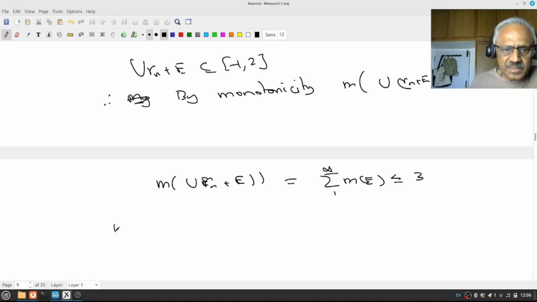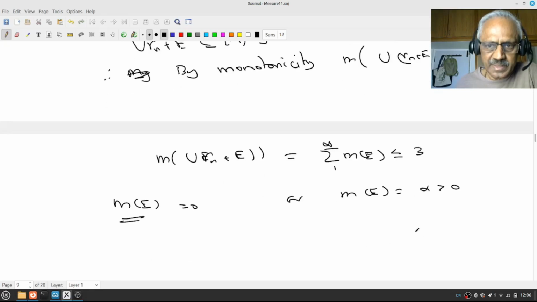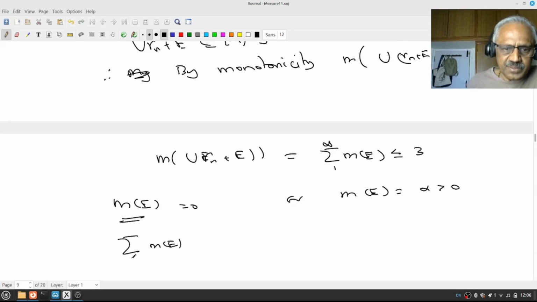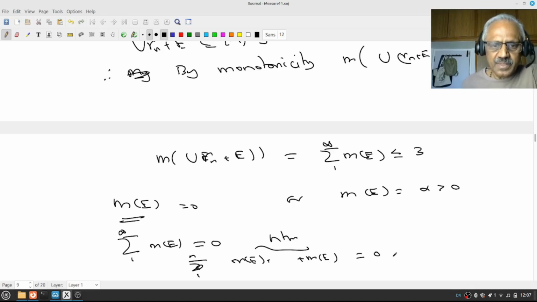Right? Now, what is the possibility for the measure? Either this is 0 or this is positive. These are the two possibilities, right? Now, if this is 0, then what is the sum of this infinite series? All the partial sums are 0, because the partial sums are m of E plus m of E, n times. This is a partial sum, that is 0, right? Therefore, the limit of the partial sums is 0, therefore the measure is 0. Yeah, correct.